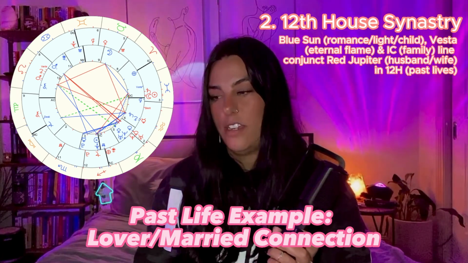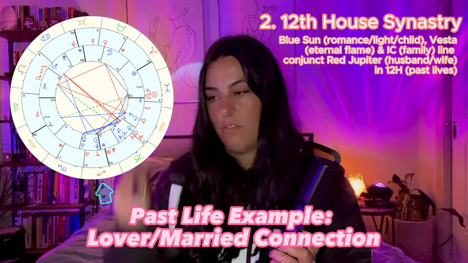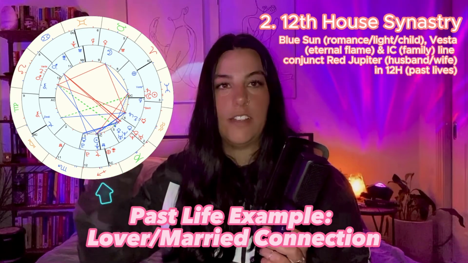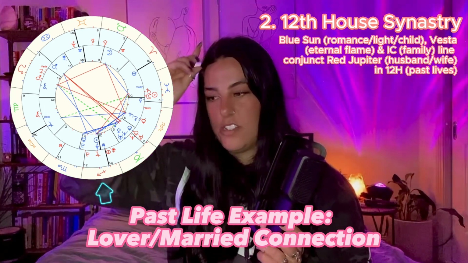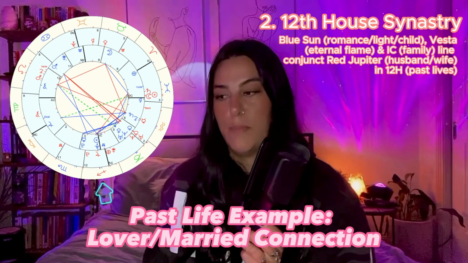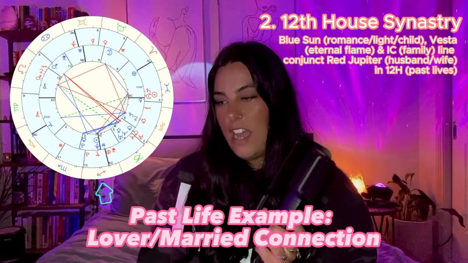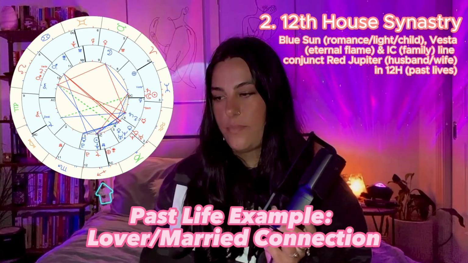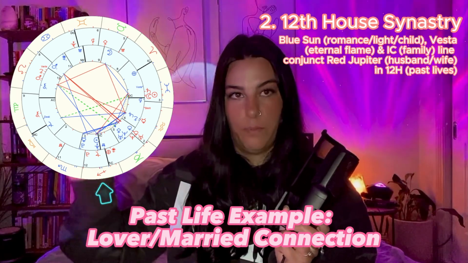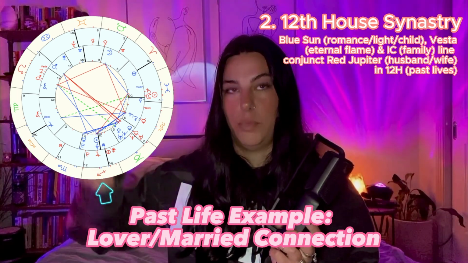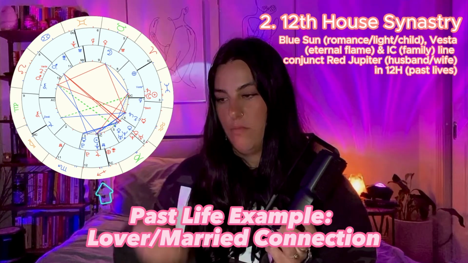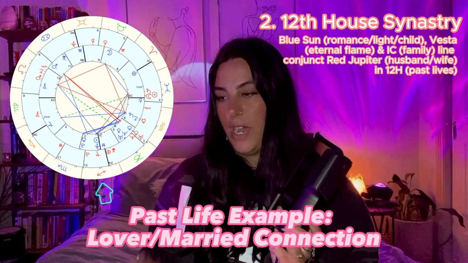Vesta's the flame that doesn't go out, so you've got lots of romance sitting right on top of the kind of soulmate husband-wife energy. So again, this is another sign that they were married in a past life. And the blue placements are what the blue person is bringing into the red person's past life.